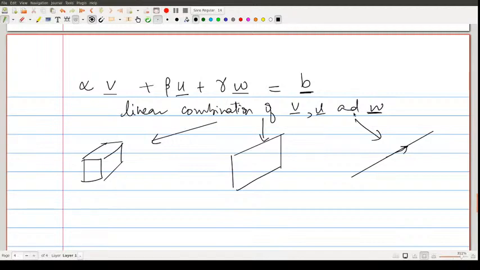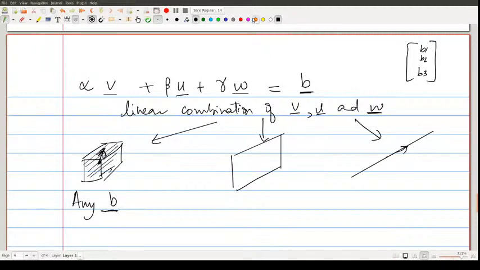And here's the idea. If their linear combination was the entire space, then I should be able to solve for any B, because any B is just some vector B1, B2, B3 in the three-dimensional space. So if the linear combination gives me the entire three-dimensional space, I can combine them to give me this B in some way. I don't know what these alphas, betas, and gammas will be, but I can find them by solving the system. So in this case, it can be any B.